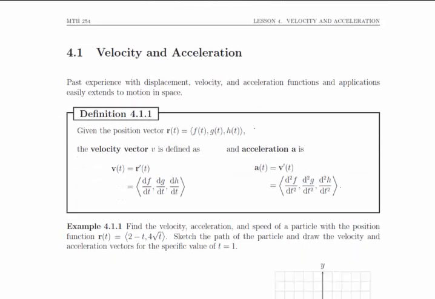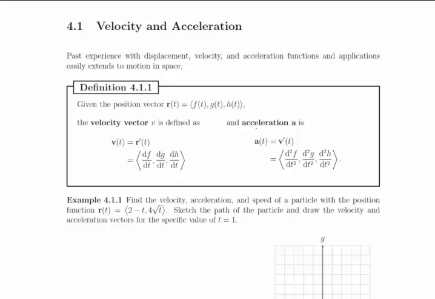We have our definitions. Normally we have a displacement function such as s of t, and this would just be in one dimension, so we could have something like s of t equals t squared plus 3t minus 1. And that's great, and we could take the derivative and say that our velocity function is then 2t plus 3, right? And then our acceleration is just 2. And this is how we would do this in one dimension.